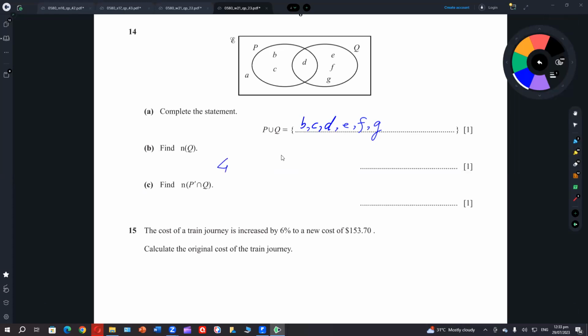Good. P prime intersection Q. You can do it by shading, or you can do it by manual working. I have shown you manual working in previous questions. Let's try a method which is much faster, but it's tricky. The method says shading, mental shading. Okay, now double shading.